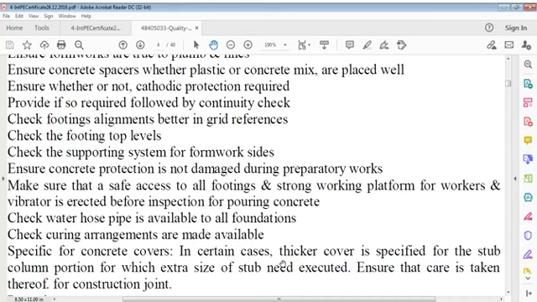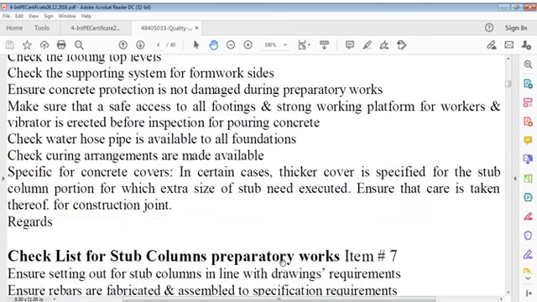The vibrator is erected before inspection for pouring concrete. So then we can say check water hose. Check that a water hose pipe is available to all foundations, because you have to clean them before pouring. And check curing arrangements are made available. Immediately you have to start curing after concrete is finished.